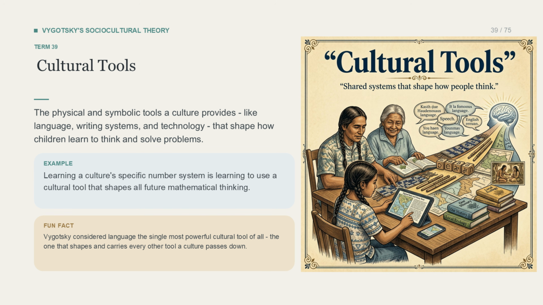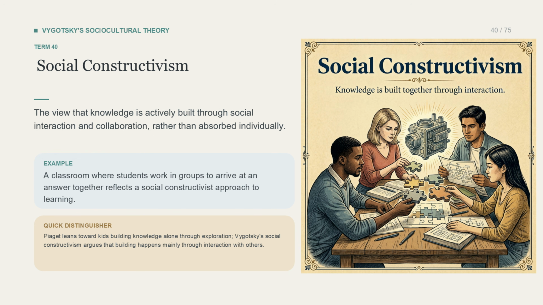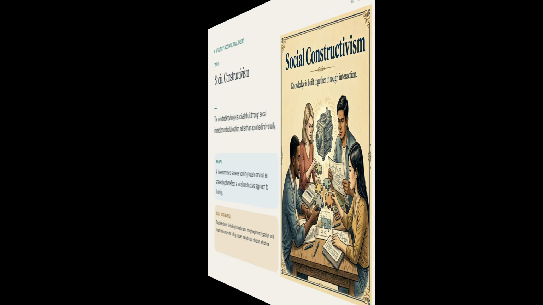For example, learning a culture's specific number system is learning to use a cultural tool that shapes all future mathematical thinking. Social constructivism. Social constructivism is the view that knowledge is actively built through social interaction and collaboration rather than absorbed individually. In real life, a classroom where students work in groups to arrive at an answer together reflects a social constructivist approach to learning.